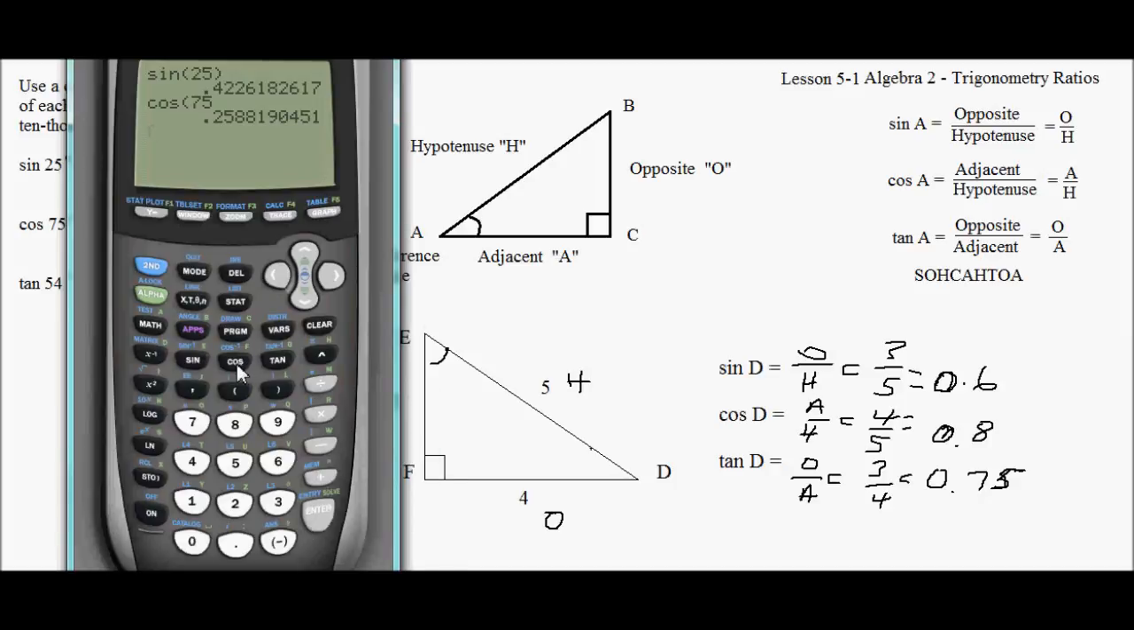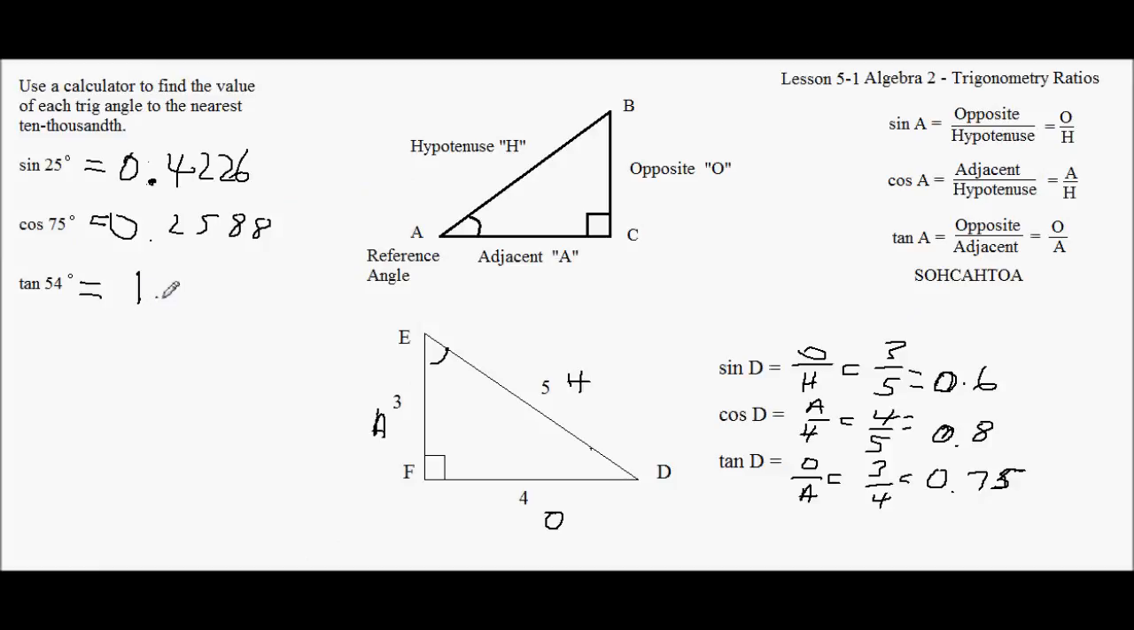Then sine, cosine, tangent, these three. Tangent of 54 degrees is 1.3764 rounded. And that's the first exercise.